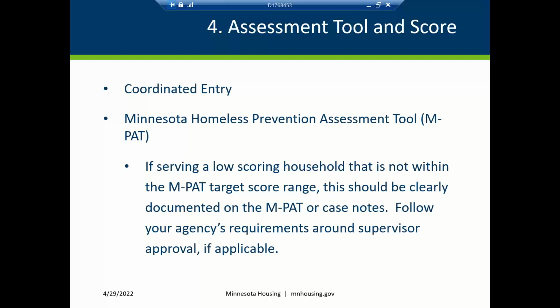Maybe they've recognized that the landlord is going to evict within 2 weeks, but the household hasn't indicated that, for example. And so something that you are able to do with the MPAT is override the score. Even though the score shows a certain number, you can override that because we trust your judgment. And so just make sure that in your case notes in the file, you're telling us why, even though it's lower scoring, this household is receiving some assistance, and that really helps us.